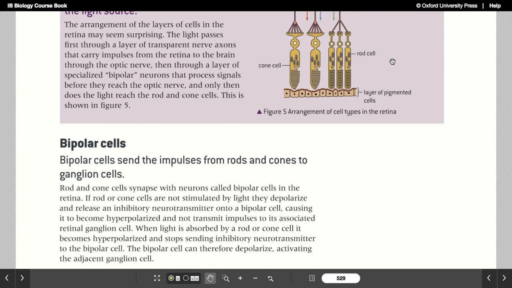When rods and cones are not stimulated by light, they depolarize. And when they depolarize, they make an inhibitory neurotransmitter, which does not send signals to the bipolar neuron. If the bipolar neuron does not get any signal, it becomes hyperpolarized. If you remember, that's when it dips below the line.